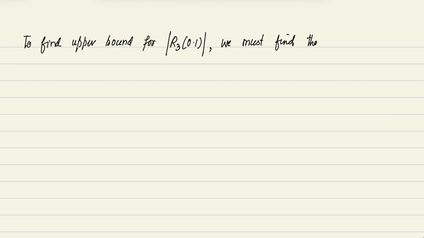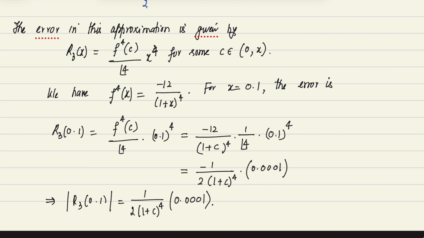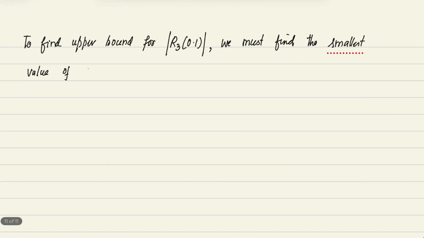So to find the upper bound for R3 of 0.1, we must find the smallest value of the expression in the denominator. The expression in the denominator is 2 into 1 plus c power 4. So we must evaluate the minimum value of 1 plus c power 4 in the interval 0 to 0.1.